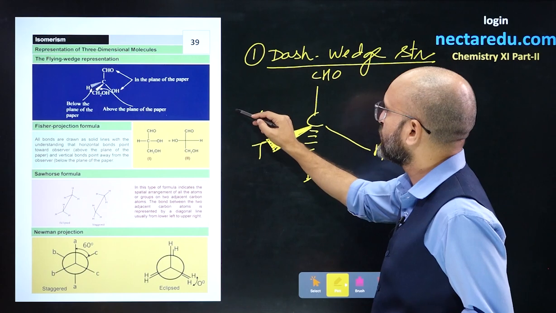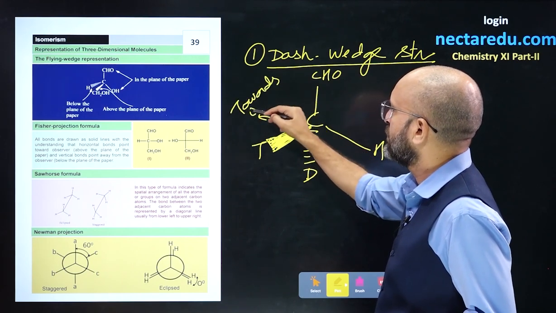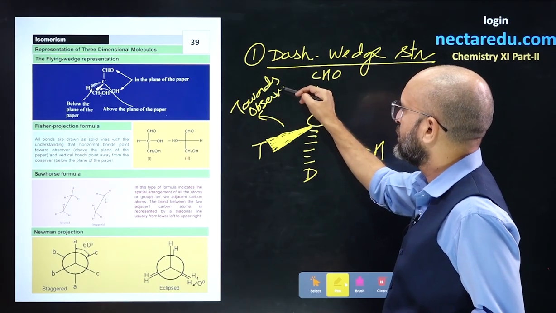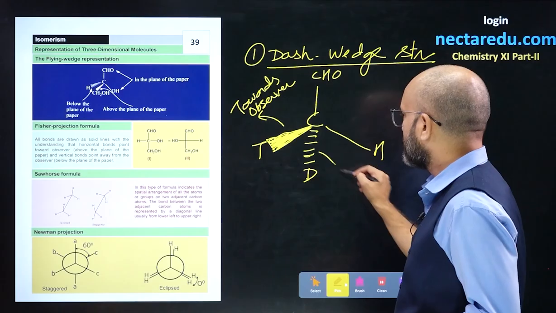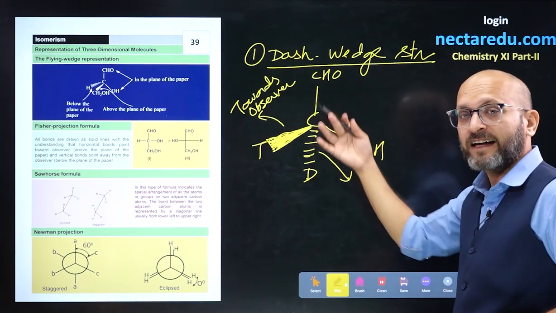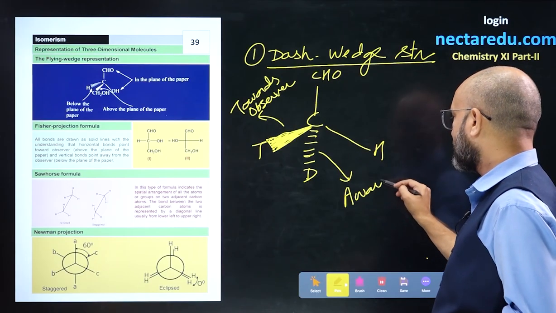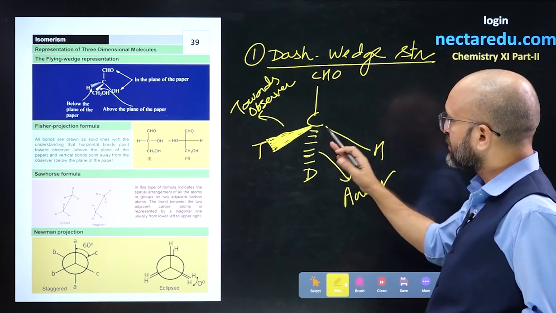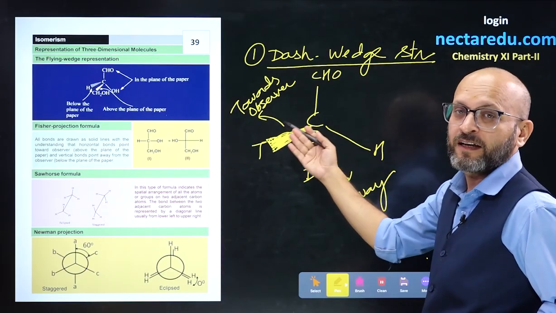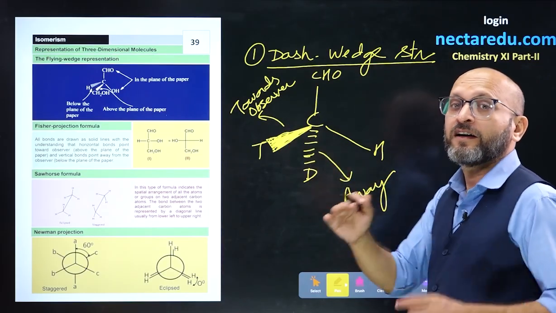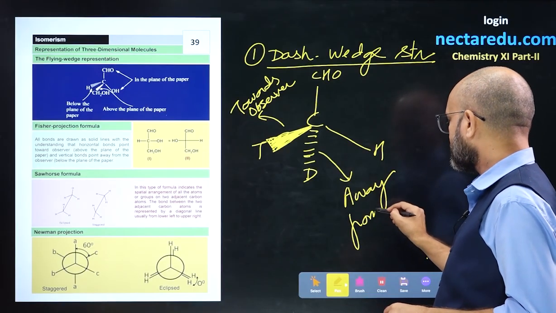This is towards the observer. And this bond where you see a dash means in the back side, that means away from the observer. If I'm writing it on the board, this bond is behind the board, and this bond is towards me, towards you who is watching this, right? Away from observer.